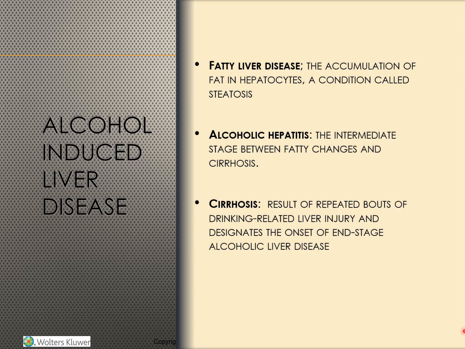Then it progresses to alcoholic hepatitis, again, that intermediate stage between fatty changes and cirrhosis. And that can finally lead to the condition of cirrhosis. And that is the result of repeated bouts of drinking-related liver injury, and designates the onset of end-stage alcoholic liver disease. And that's kind of the progression that we see. It's estimated that there are 14 million alcoholics in the United States, and about 10% of alcoholics will develop cirrhosis with continued heavy drinking. In that fatty liver stage, that's a really early stage. Usually there are no symptoms, and if drinking stops or whatever the causative agent stops at that point, usually that damage is reversible.